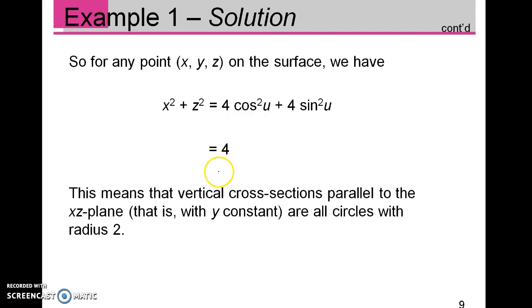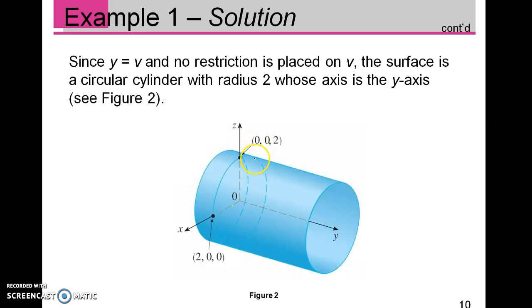right? So this means that the vertical cross sections parallel to the xz plane, that is with y constant, are all circles with radius 2, right? So you'll see that since y equals v, there's no restrictions on v. Right, so the surface is a circular cylinder with radius 2, whose axis is the y-axis.